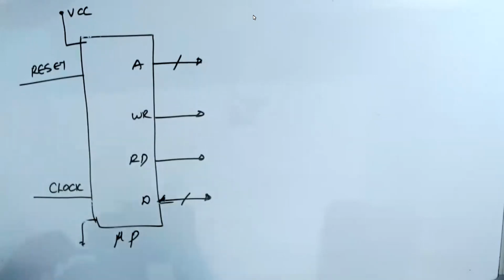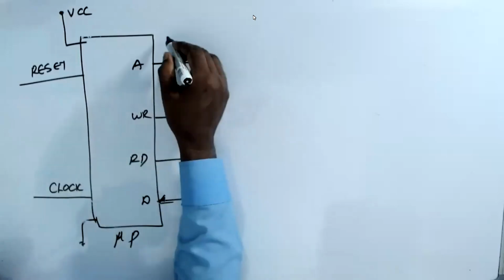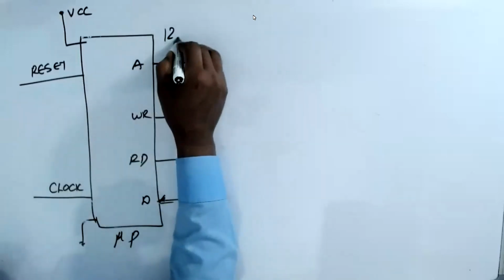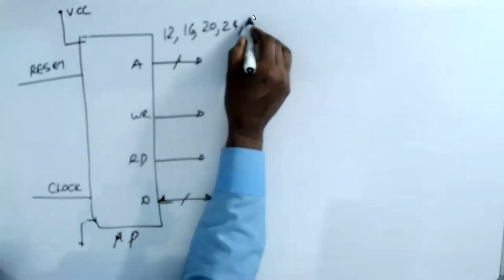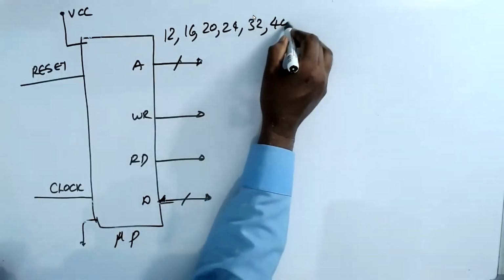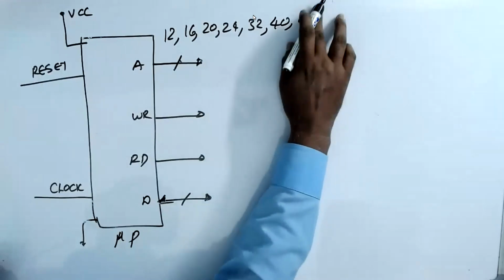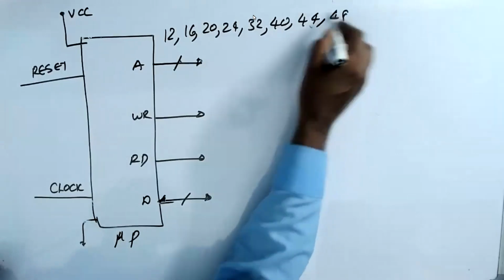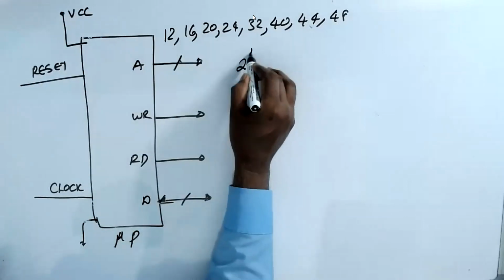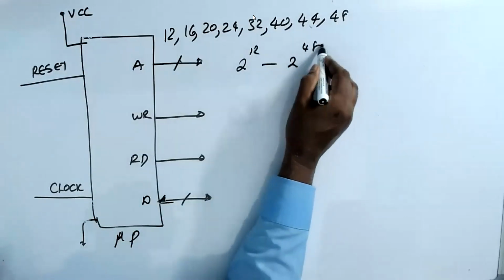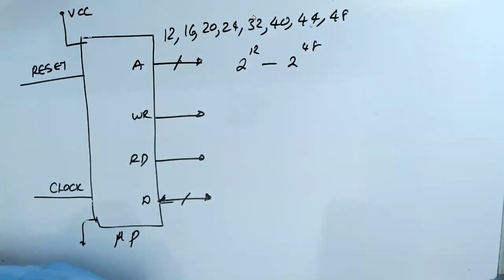Okay, this may vary. The address could vary, initially starting with 12, then 16, 20, 24, 32, 40, 44, 48, and goes like that. That means I can go from 2 power 12 to 2 power 48. Such a big memory I can access.